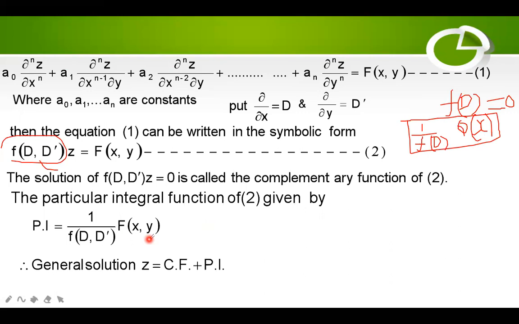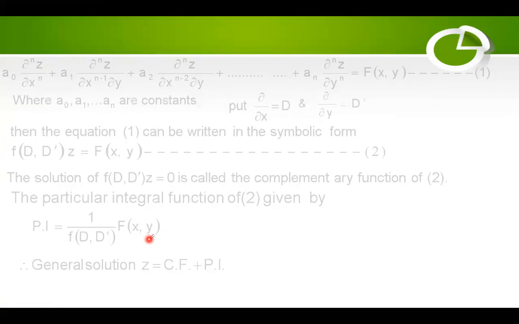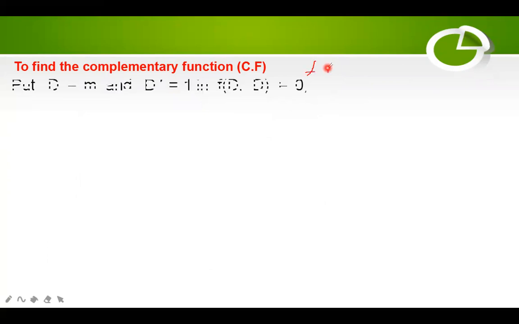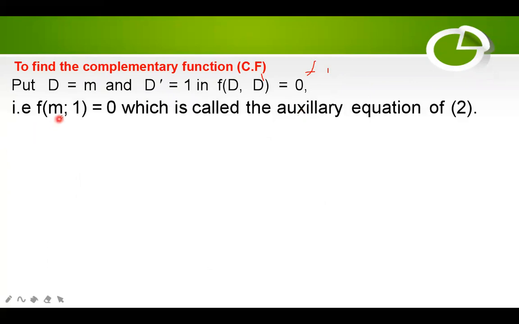Now we will discuss how to find the complementary function. For this, in f of D, D dash we put D equal to m and D dash equal to 1. So we will get a function f of m comma 1 equal to 0.